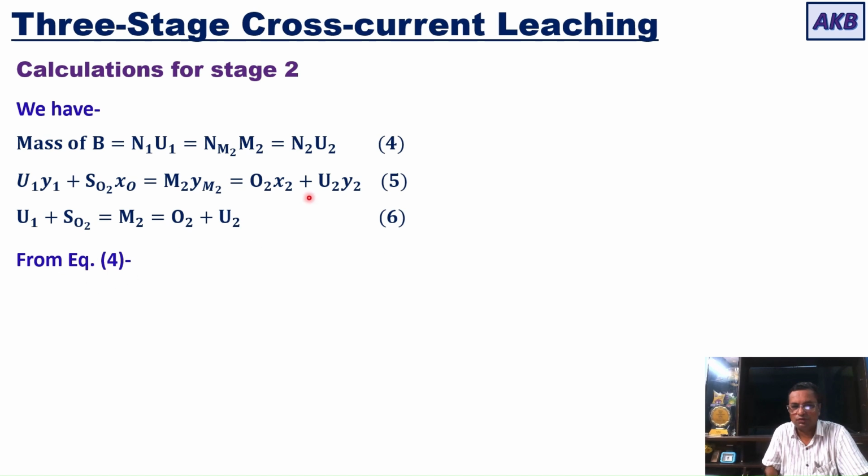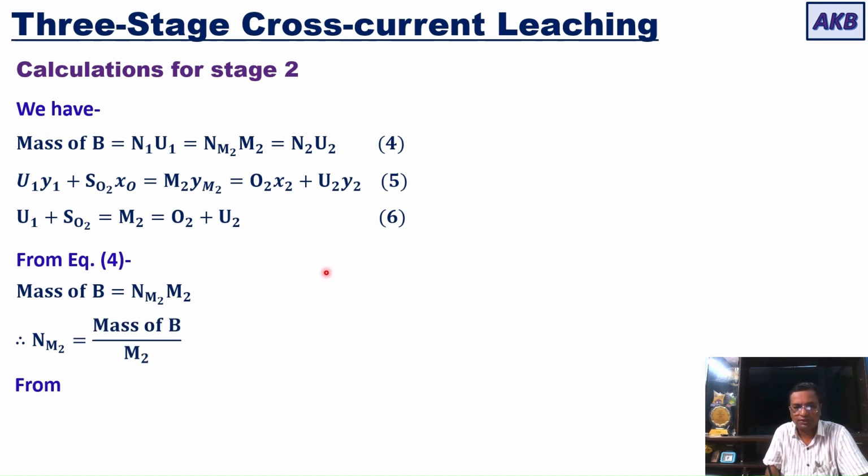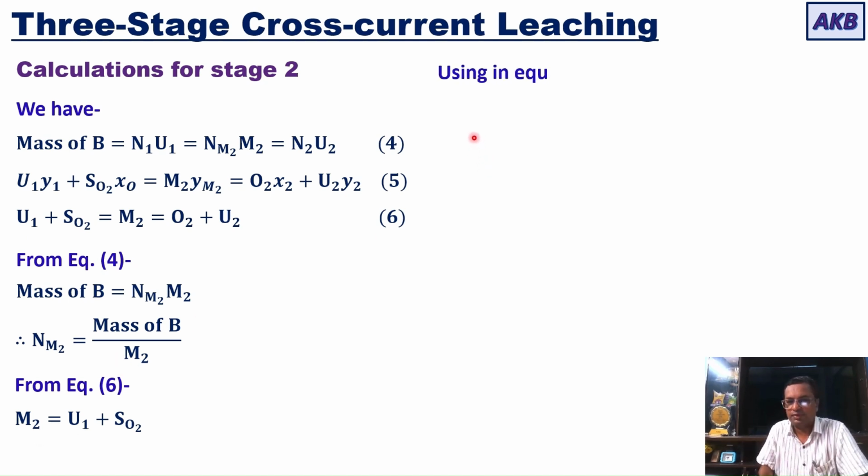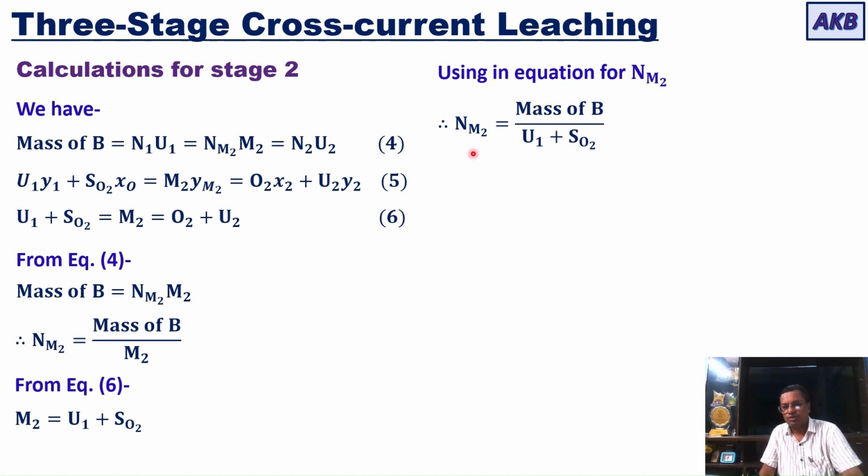Now from equation number 4, I can write mass of B is equal to Nm2 into M2, that is Nm2 is equal to mass of B divided by M2. And from equation number 6, I can write M2 is equal to U1 plus S02, and then I'll use this in the equation for Nm2. So Nm2 is equal to mass of B divided by U1 plus S02, and this is the equation that you can use to get the value of Nm2. You will need Nm2 in your calculations.